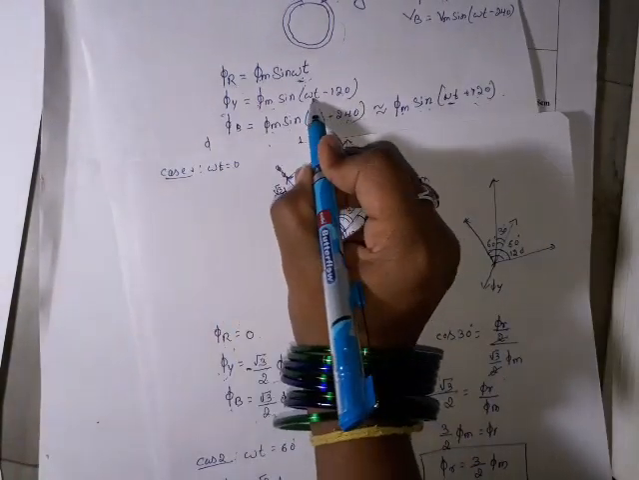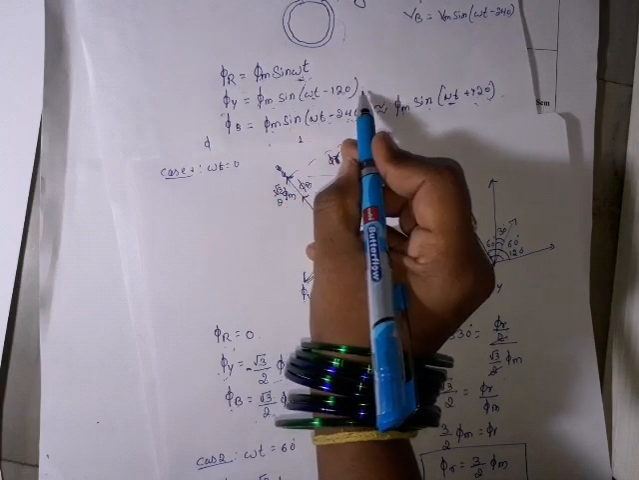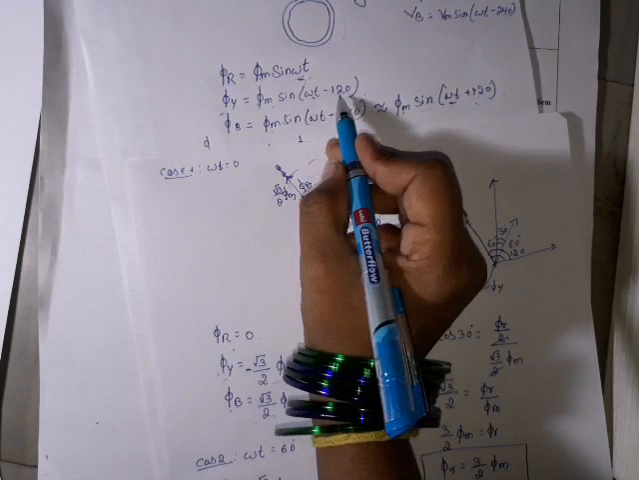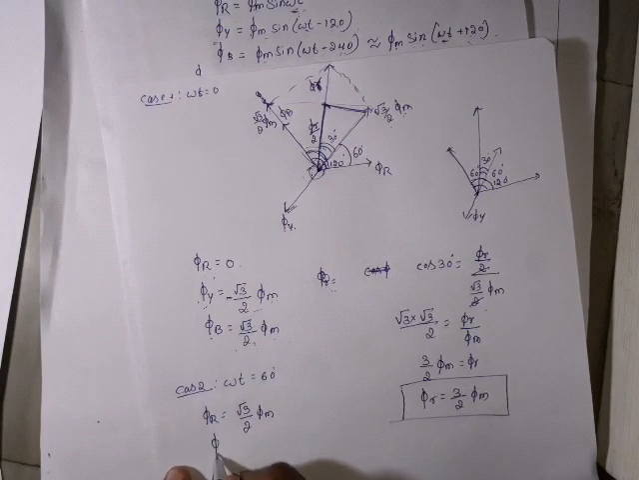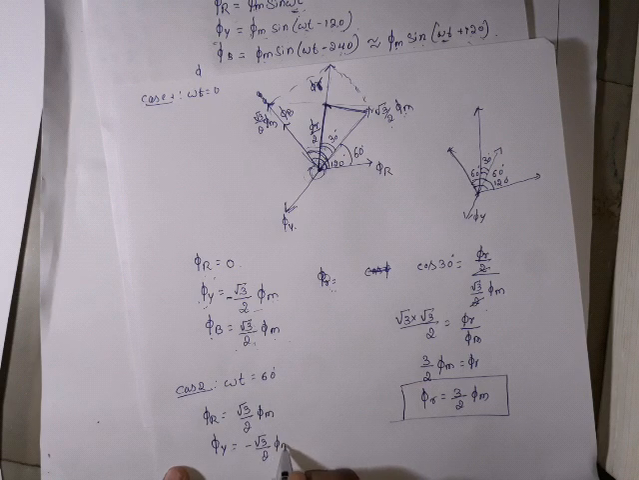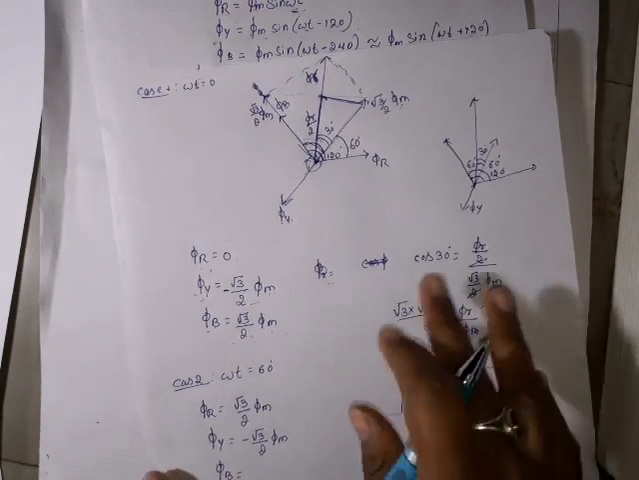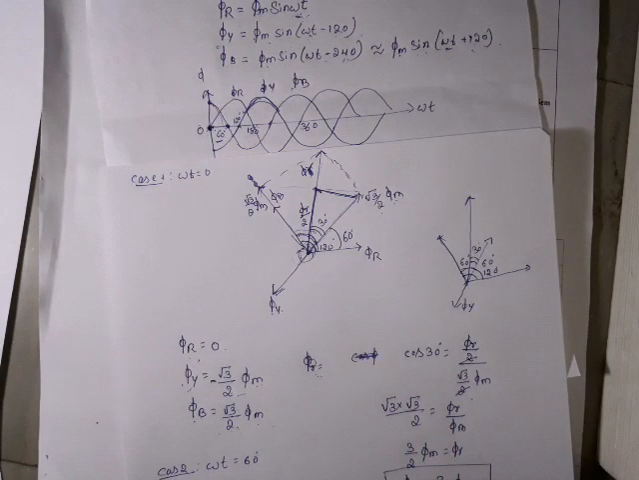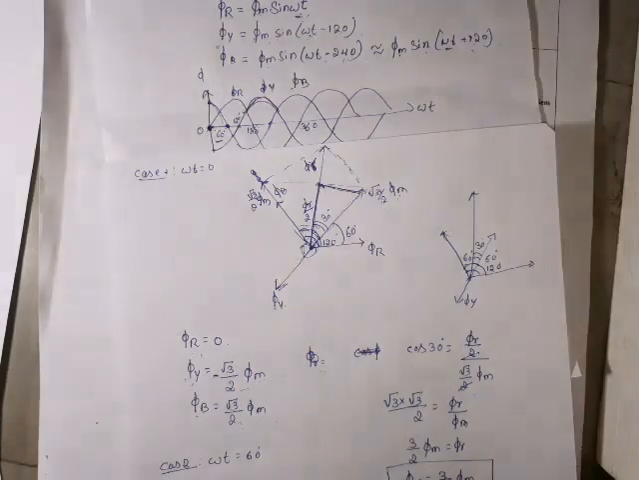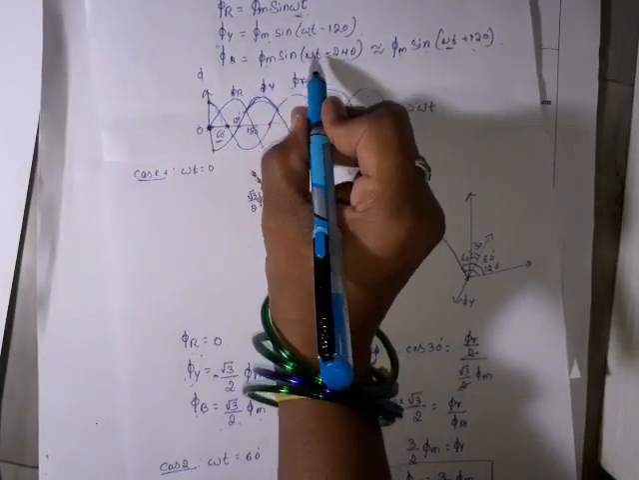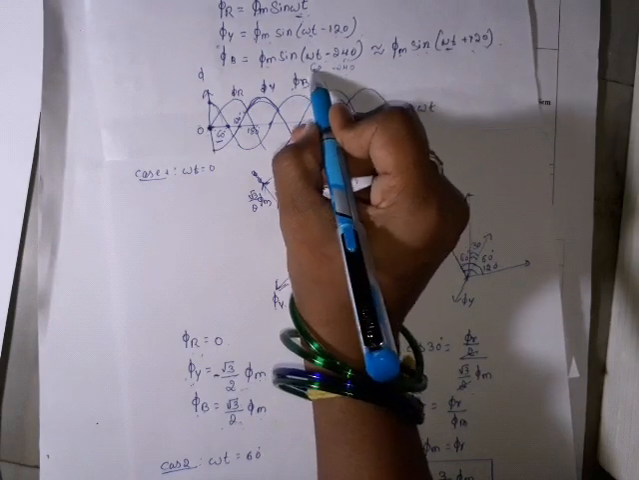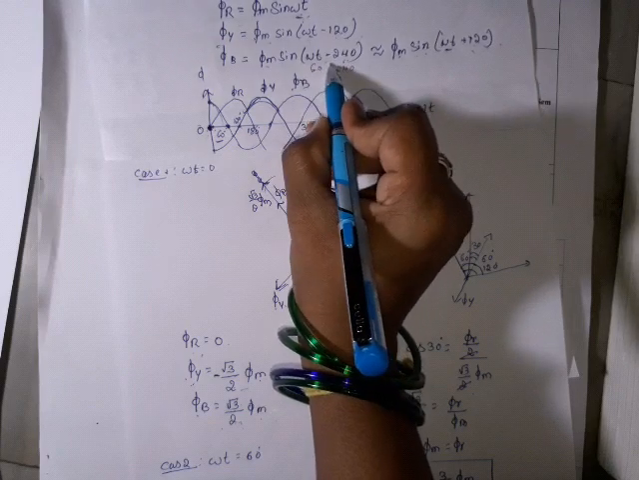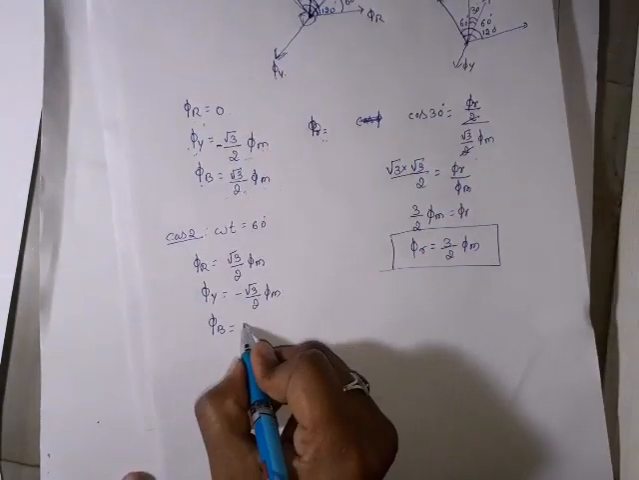Next, 60 minus 120. That is minus 60 degree. So what is the value of sin of minus 60 degree? Again it is root 3 by 2, but it is minus. Phi y is given by minus root 3 by 2 times of phi m. Phi b. So what is the value of phi b? See here, phi m sin of 60 minus 240. What is 60 minus 240? 60 minus 240 will be minus 180 degree. Sin 180 is 0. So your phi b value will become 0.